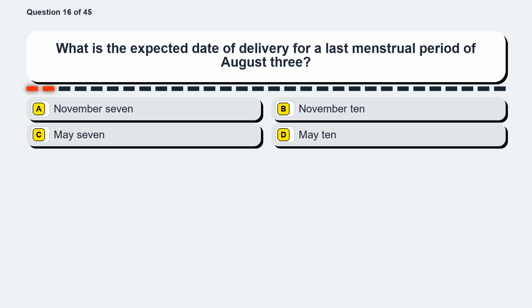Question 16. What is the expected date of delivery for a last menstrual period of August 3? Option A, November 7. Option B, November 10. Option C, May 7. Option D, May 10.